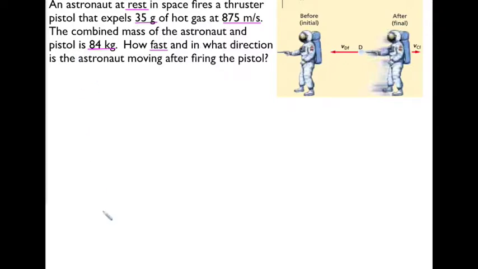So let's write down what we know. We know that our initial velocity for both is 0 because the gas is at rest in the beginning and so is the astronaut. So that's the initial velocity of A and B. Then we have the mass of B, which is 35 grams. And we're going to need to convert this to kilograms because we can't have grams and kilograms in our problem. We need to have everything in kilograms.